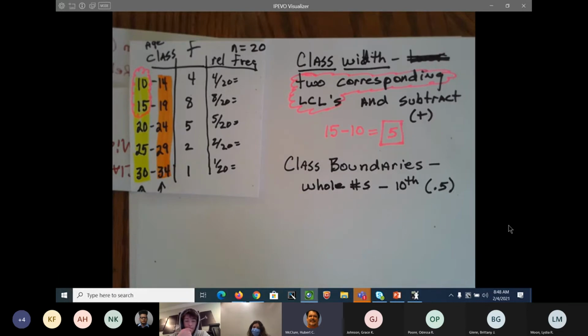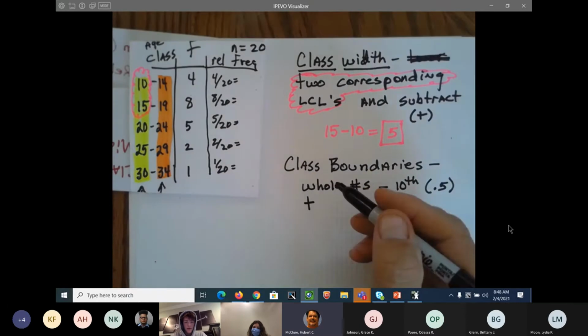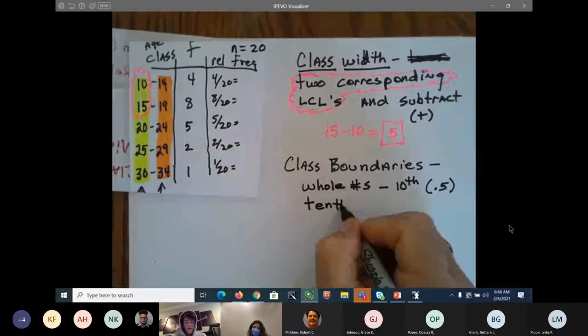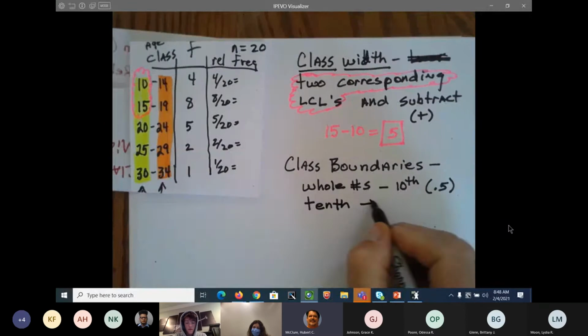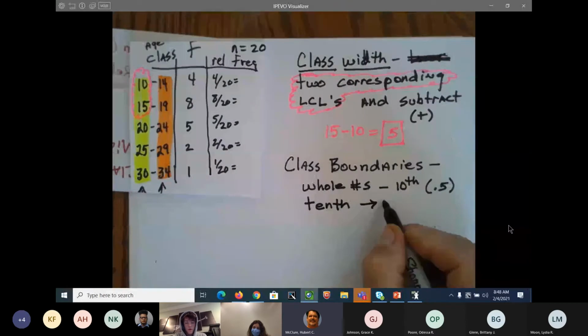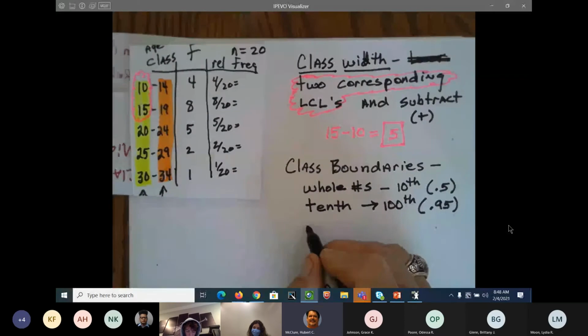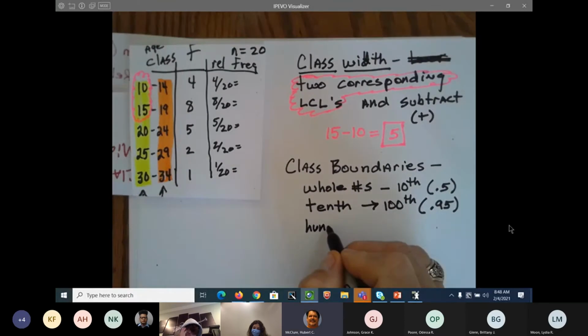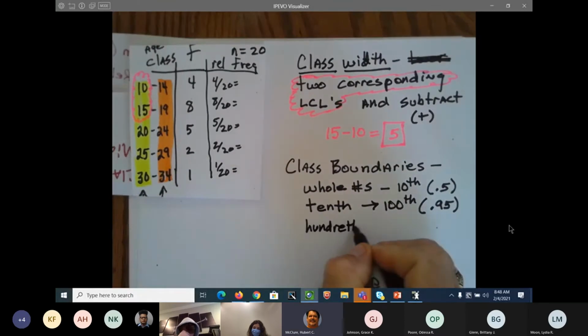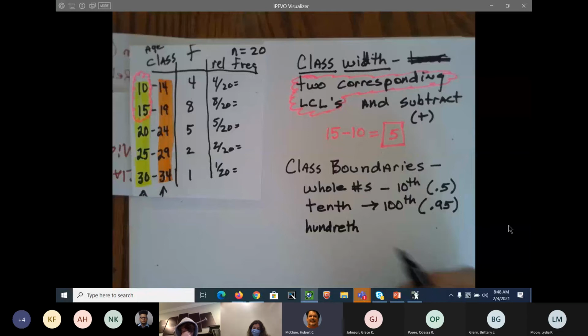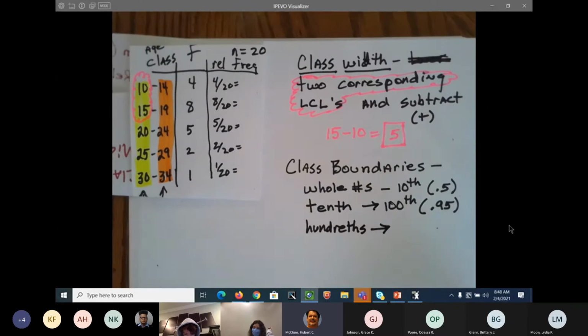If you have numbers in your lower class and upper class limits that are to the 10th, then you use class boundaries to the 100th, and that is 0.95. If you have upper and lower class limits to the 100th, what do you think you're going to use for class boundaries?